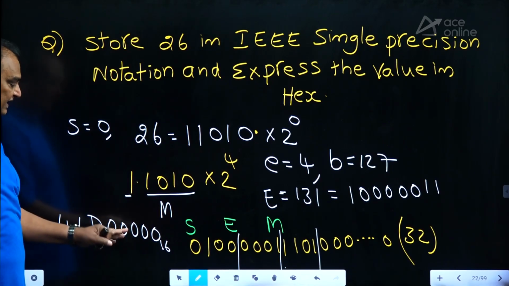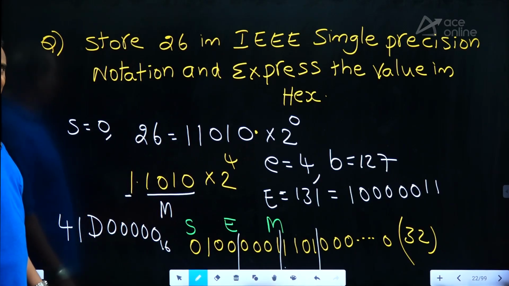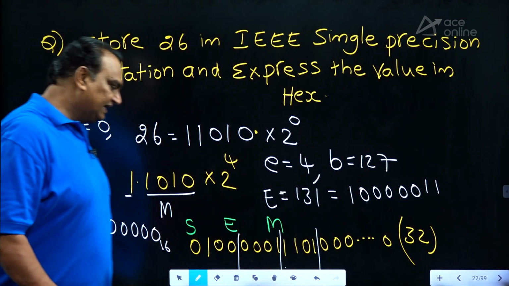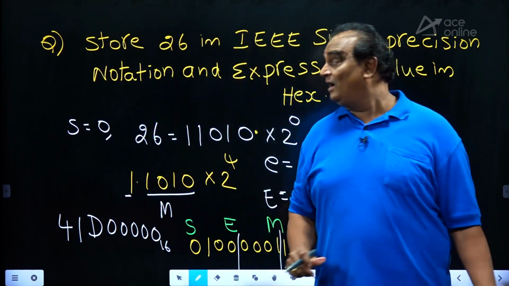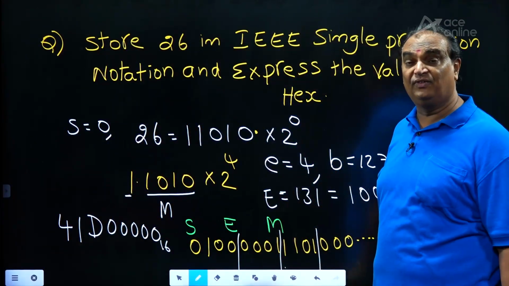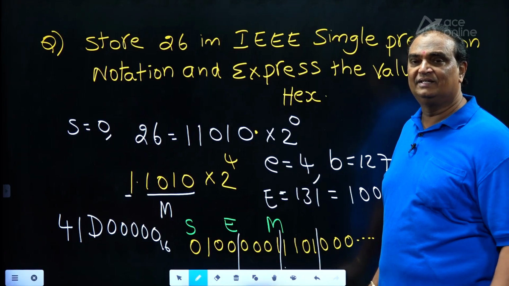If you have any doubt in this answer, a self-check is there, and that self-check is used to know how to find the decimal value for the given IEEE standard value.